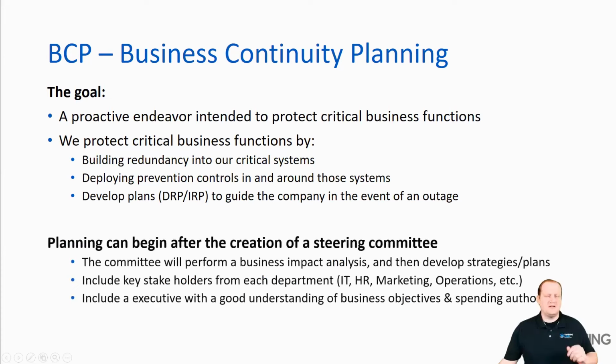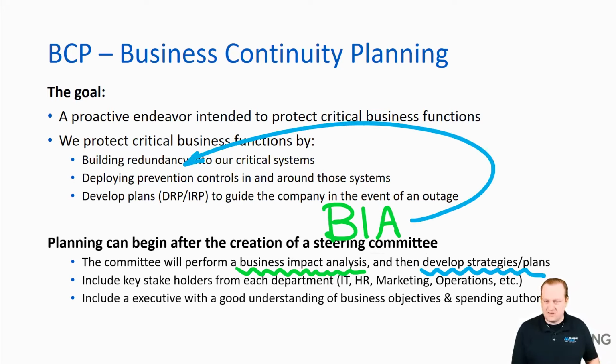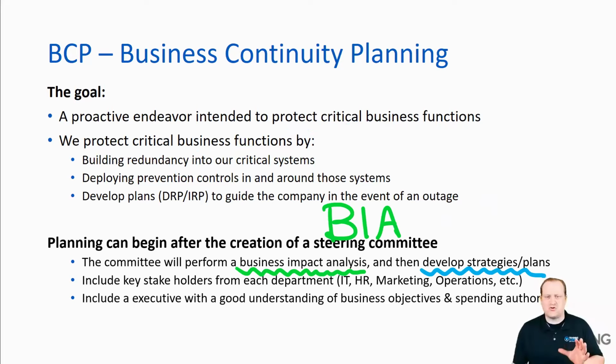So to get this all started, we need a steering committee. They may go by other names. I don't care what the name of it is. I once decided that we were just going to call it the BCP team. And that's fine. A steering committee, though. The goal of the steering committee, right, is to perform a business impact analysis, what we call a BIA. And then off of that, develop the various strategies. As in, the business impact analysis will help us decide where we need those prevention controls and what type of prevention controls will be best.